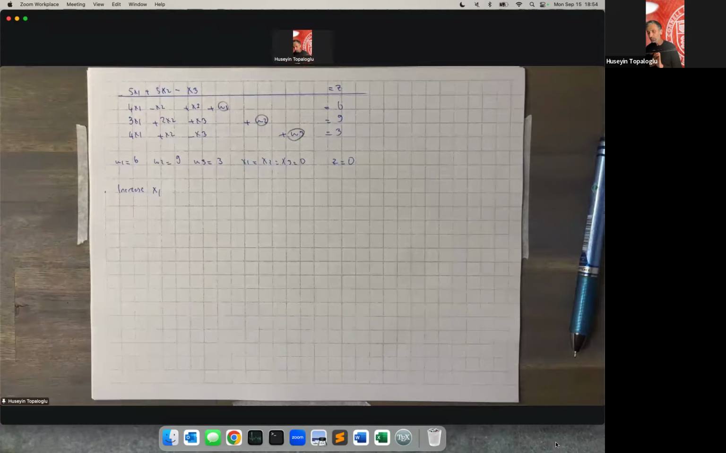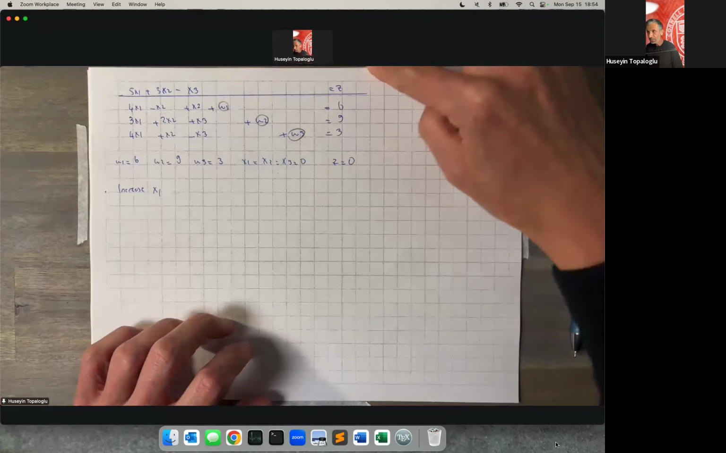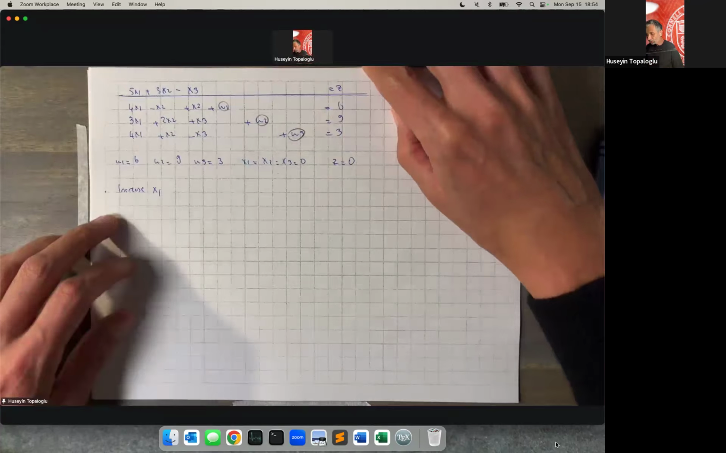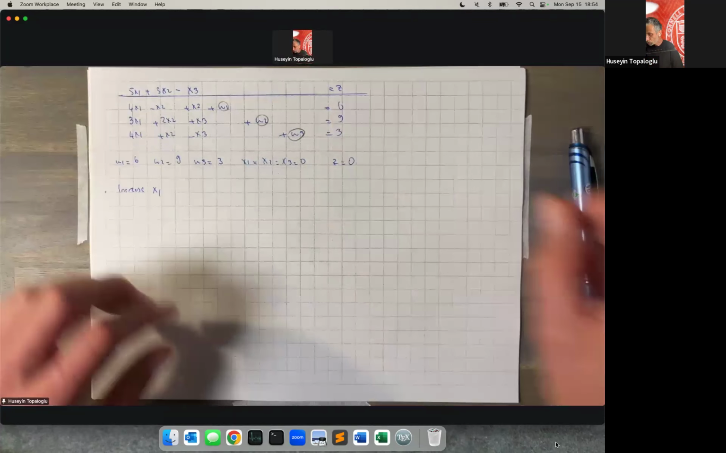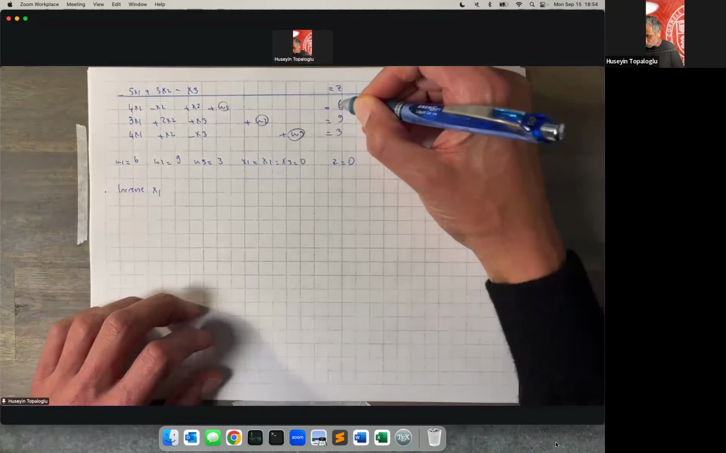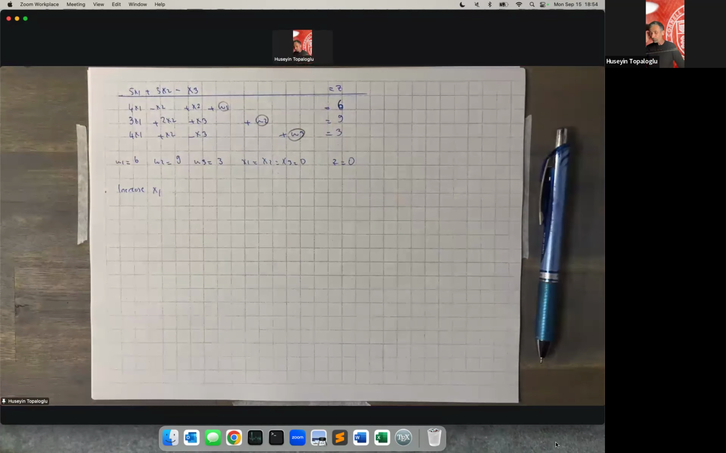So then the next question we're asking ourselves: how much can we increase x1 without violating the feasibility of the solution on hand? How much can we increase x1 without violating the feasibility of the solution that we reach? In order to answer that question, we're going to look at our constraints. So let's look at the first constraint.